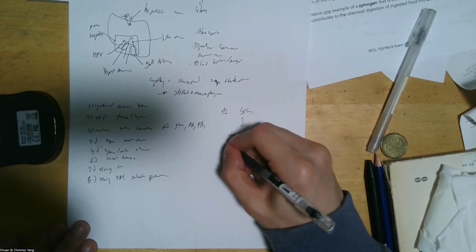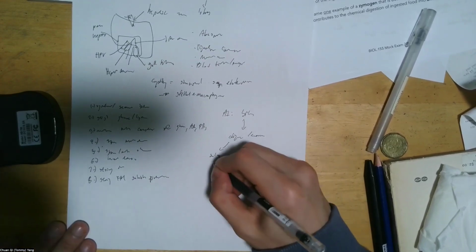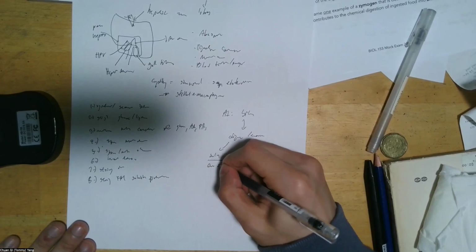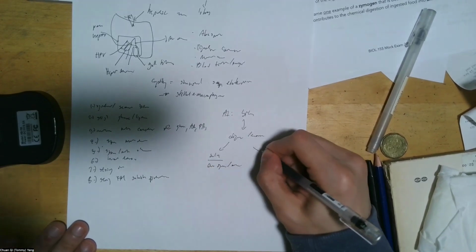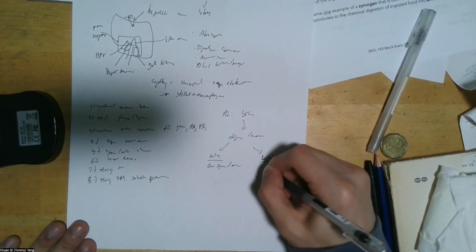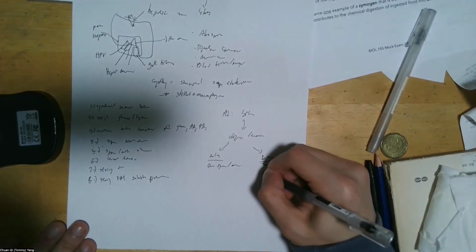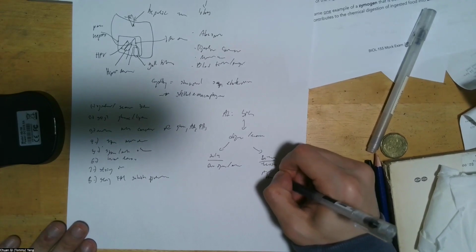So first, function one, the liver secretes bile, important for both digestion and excretion. And bile contains bile salts, which is important for fat digestion and absorption, and it also contains bilirubin, a toxic waste product.